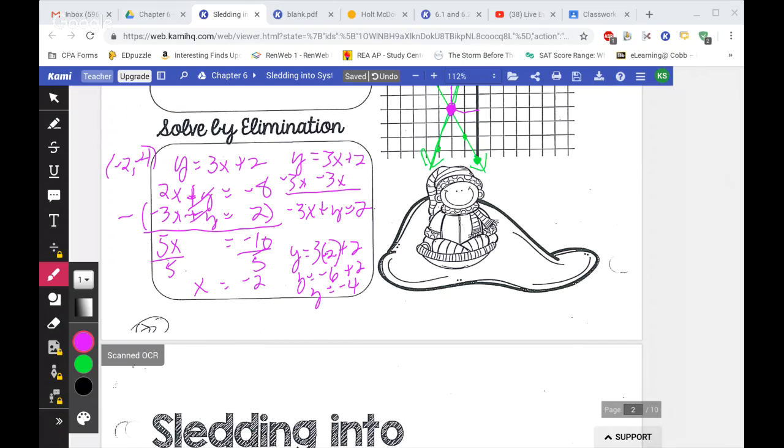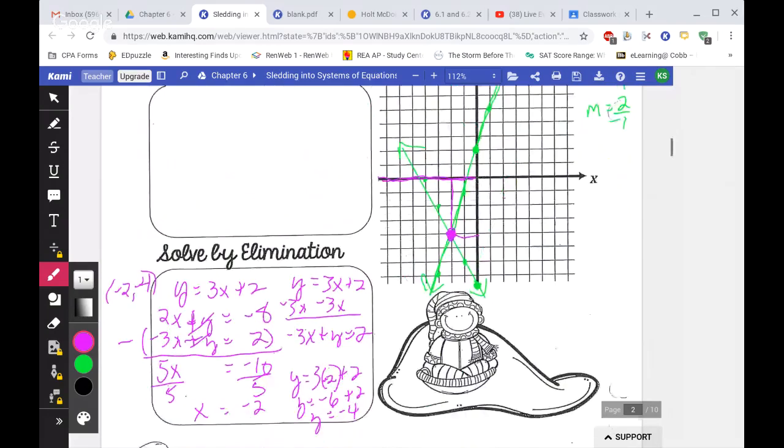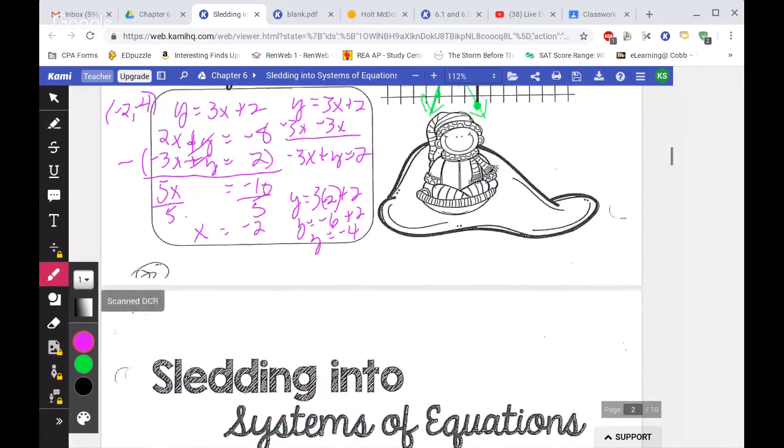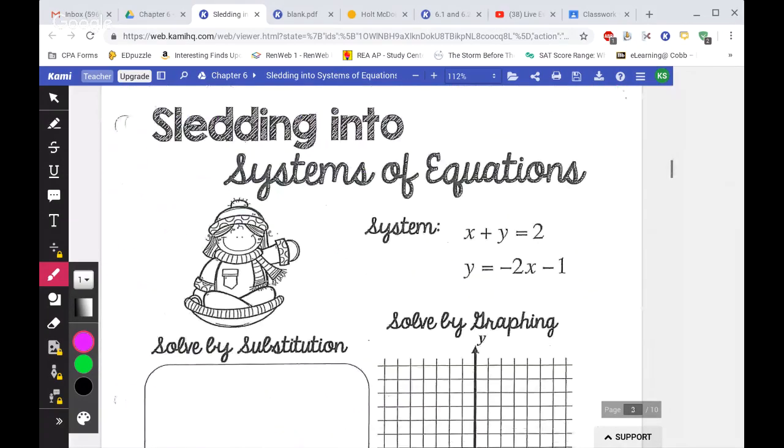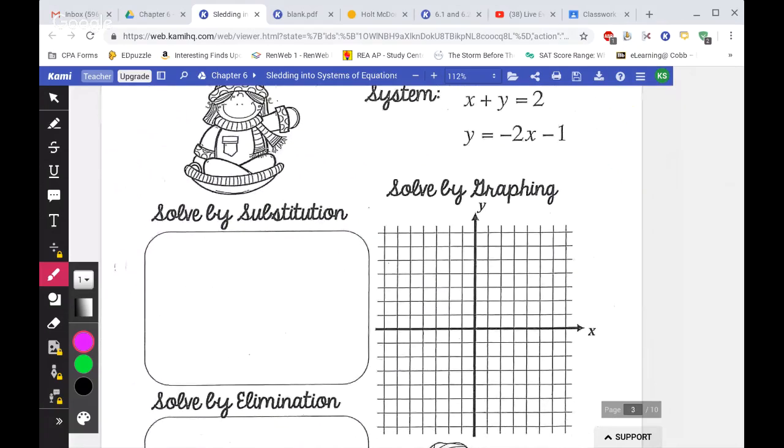All right. If there are no other questions, I'm going to keep going with graphing to the next page. Okay. Any other questions on that one? Anybody need me to do substitution on that one? Okay. Then I'm going to keep going with page 3 and start with graphing again.